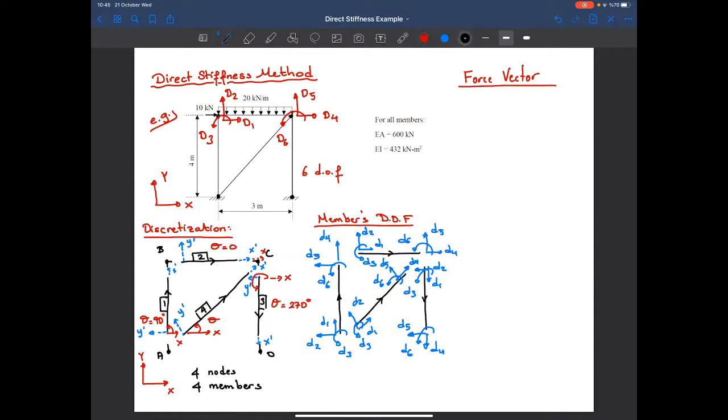Remember that while doing it, we have to do a superposition. This is the structure. I have a uniformly distributed load here, 20 kilonewton per meter, and a point load that's equal to 10 kilonewtons. So we are doing a superposition.